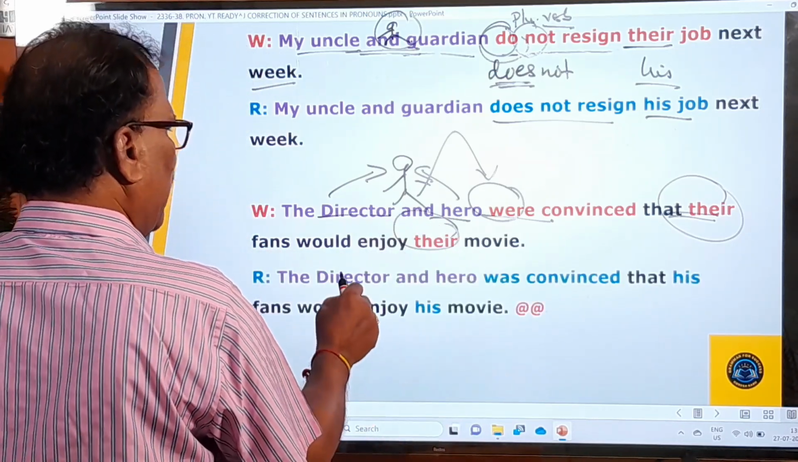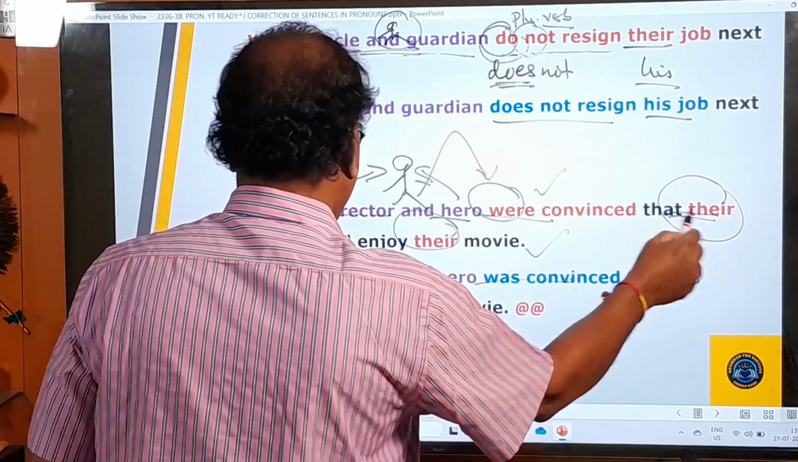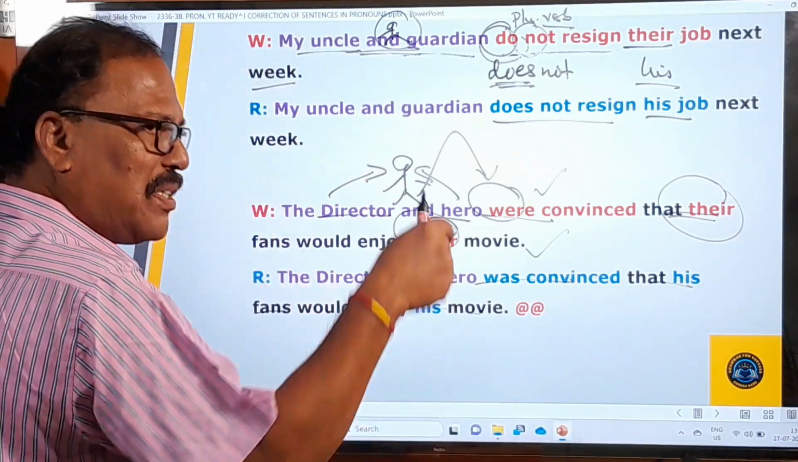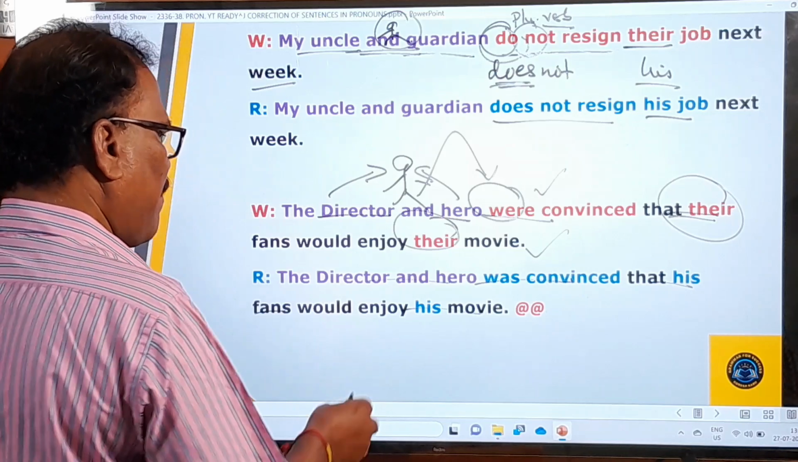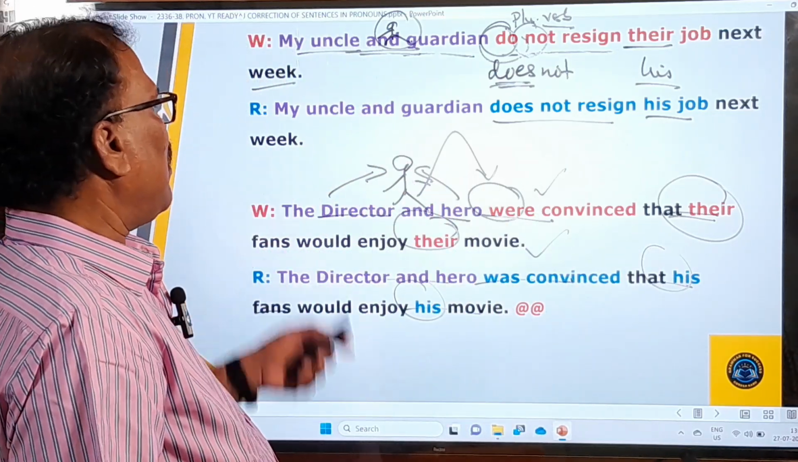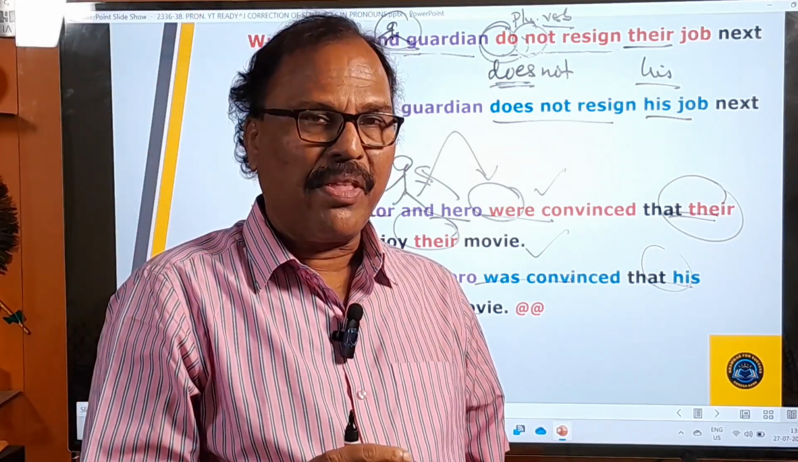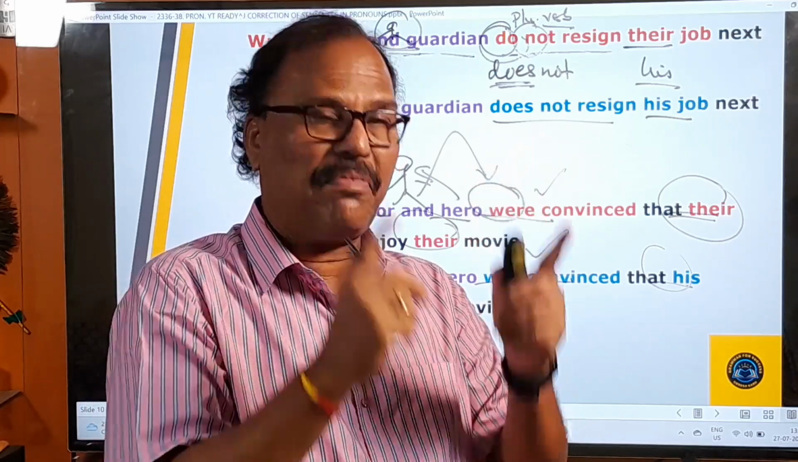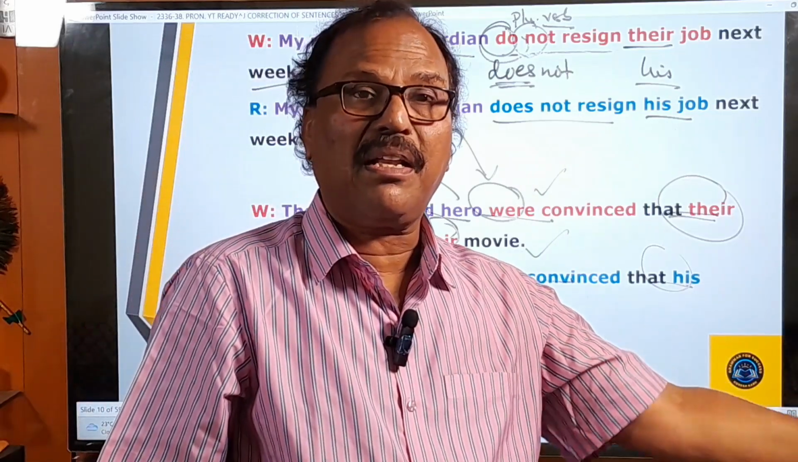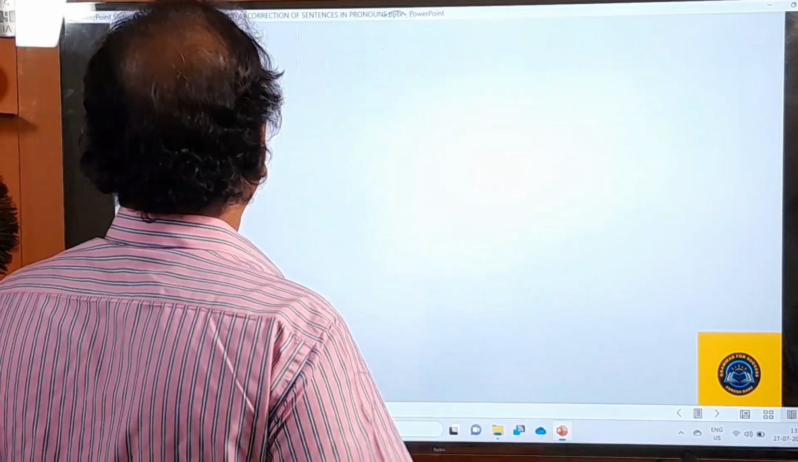Come on, let us do that. The director and hero was convinced. "Were convinced" is wrong. Was convinced that his fans would enjoy his movie. His. So in this way, okay, this is the rule. When two singular nouns joined by "and" refer to one person or one thing, the verb must be in the singular and the pronoun must also be in the singular. This is the rule, very important.